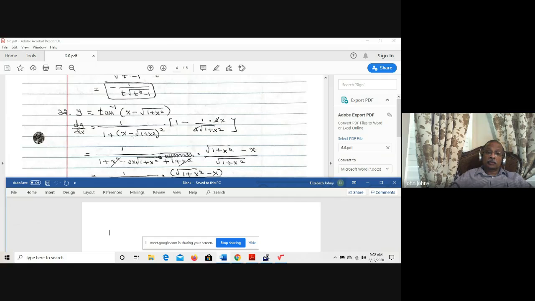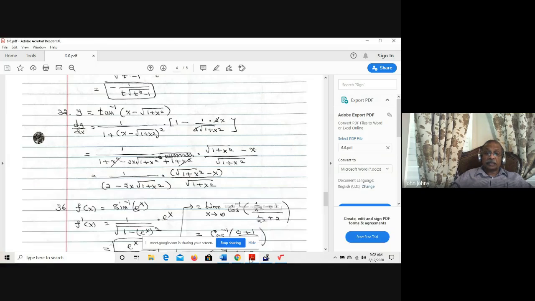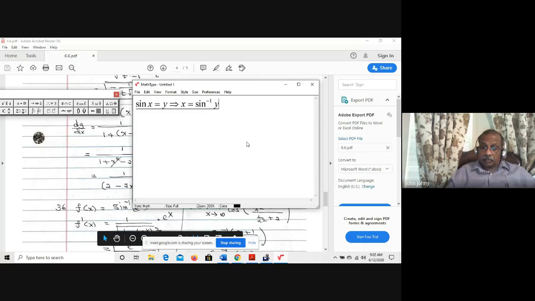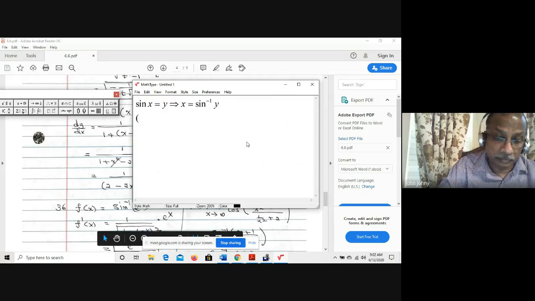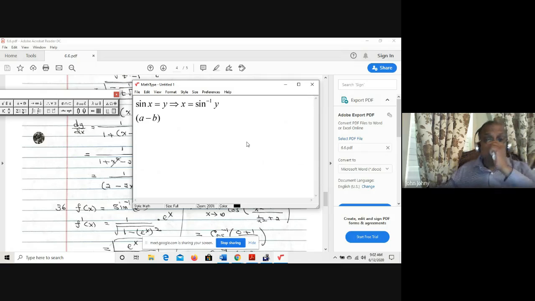So you are going to use the formula for a plus b, no, a minus b the whole square. So a minus b the whole square is a minus b the whole square. What you have to do is, if you do not know the formula, you write it as a minus b times a minus b.